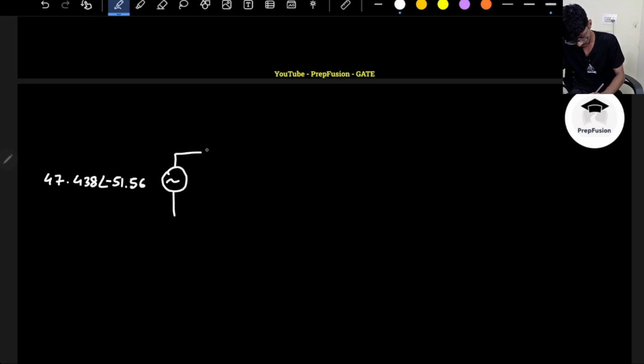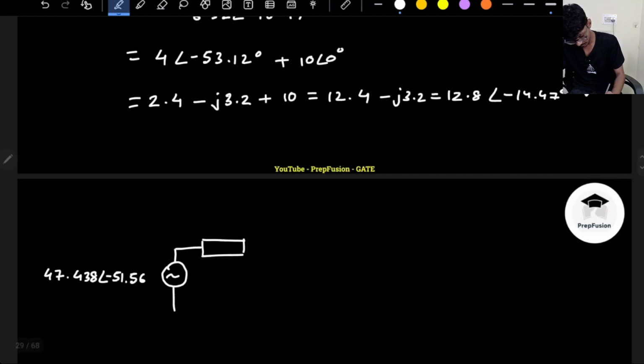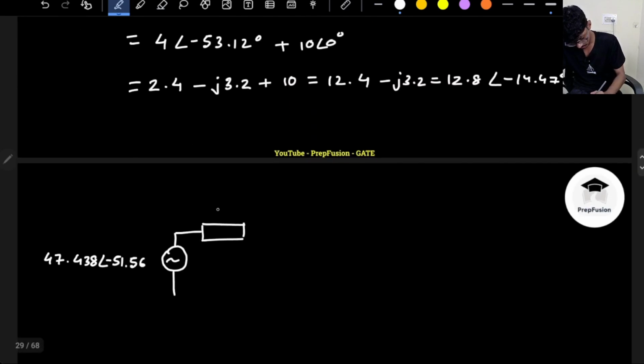And what is the ZTH? ZTH is 12.8 angle minus 14.47 degrees. So like this you can convert your circuit.